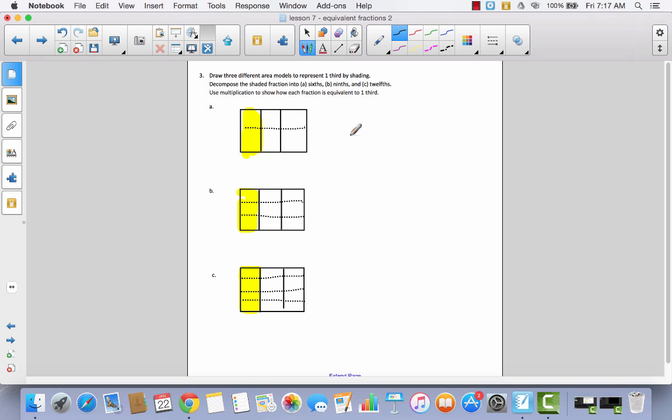Okay, so for part A, let's do this one together. We started out with 1/3, and we have to multiply the numerator and the denominator by the same number. So I went from 1 out of 3 to 2 out of 6. So I doubled the parts. I'm going to multiply the numerator and the denominator by 2. And my new fraction is 2/6.